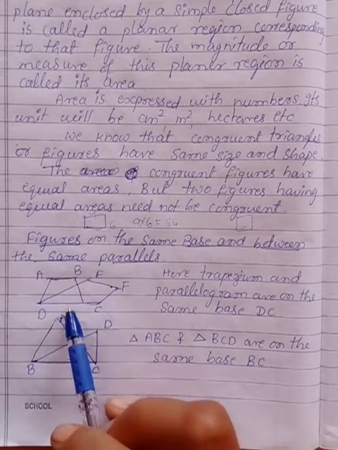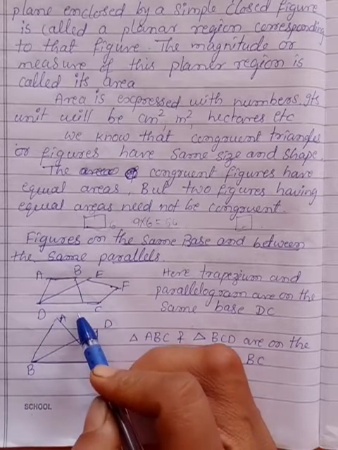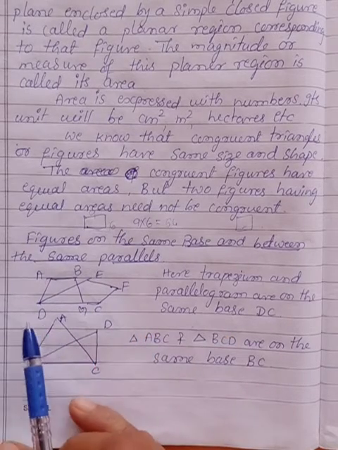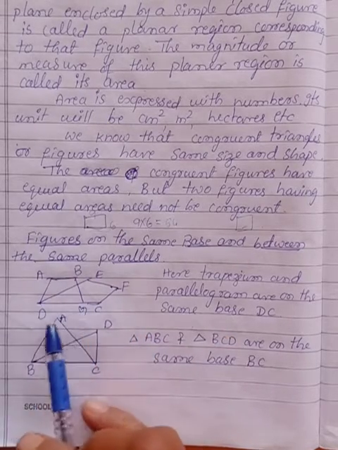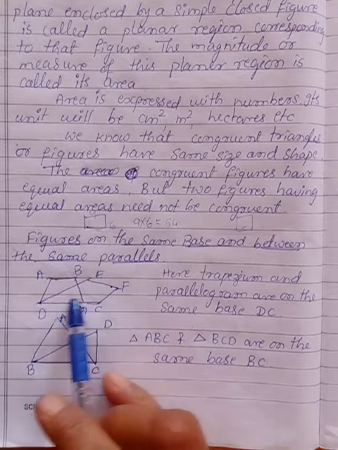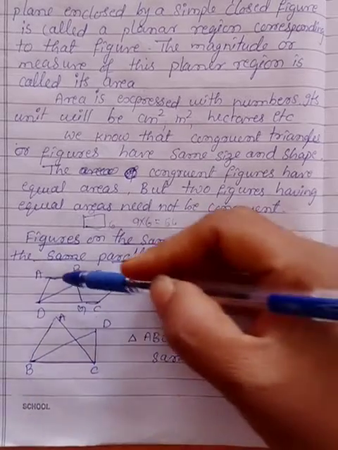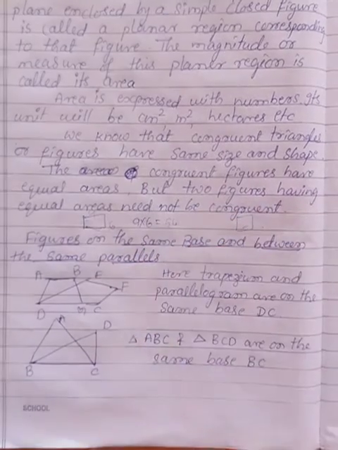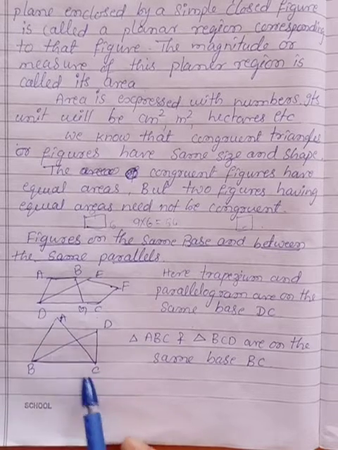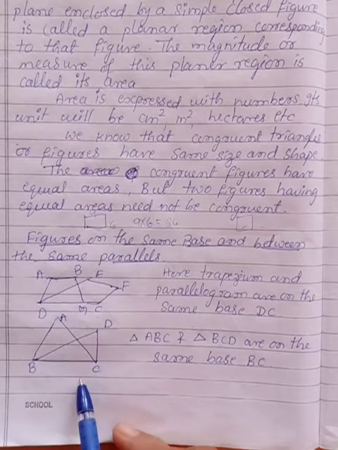Now we will discuss the other topic, figures on the same base and between the same parallels. Here I took one figure. See, ABCD is a trapezium. Here ABGD is a trapezium, whereas DCEF is a parallelogram. Both are on the same base DC, but they are not between the same parallels. Here I am taking two triangles ABC and BCD. You can check they are on the same base BC.